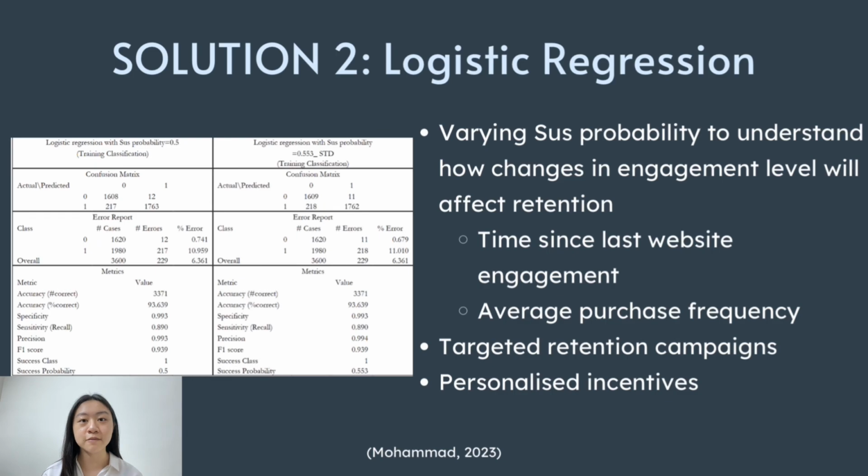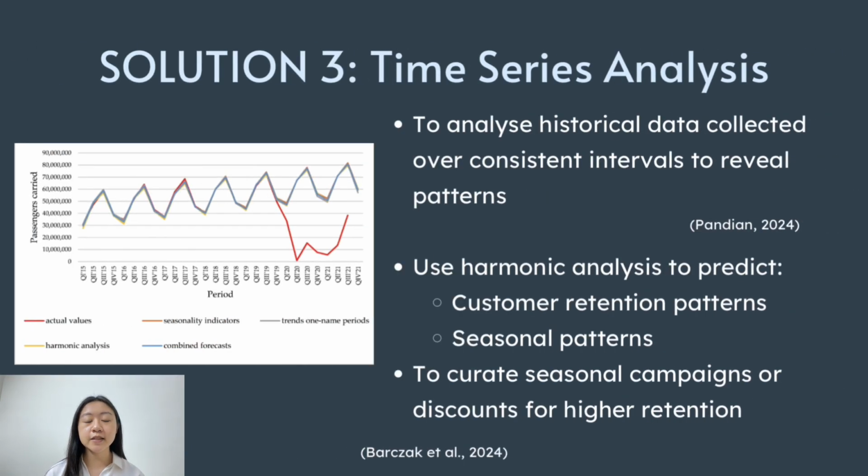retention strategies. Lastly, time series analysis allows airlines to analyze historical data collected at consistent intervals to identify patterns over time. Companies can use harmonic analysis, which is a component of time series analysis, to simplify complex time series data so that it becomes easier for airlines to predict customer retention patterns. Harmonic analysis can also reveal seasonal fluctuations in customer behavior, and this would greatly aid in the development of campaigns or discounts during peak travel seasons.